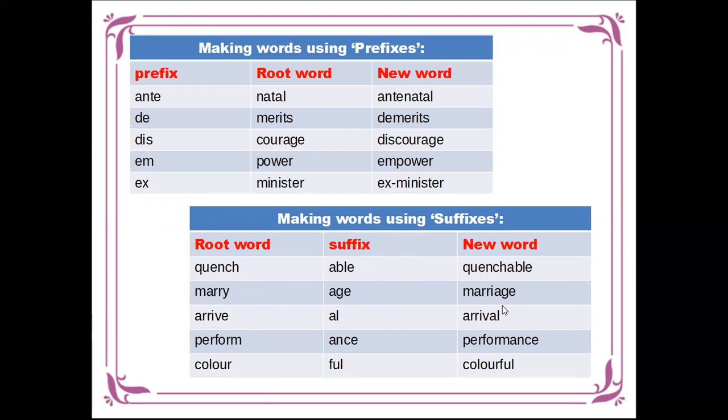Marry plus age, marriage. Here the Y turns into I. Then arrive plus al equal to arrival. Perform plus ance, performance. Color plus ful equal to colorful. So here, a suffix is nothing but something which is added to the end of a word to give a new word. Quenchable, marriage, arrival, performance, colorful.